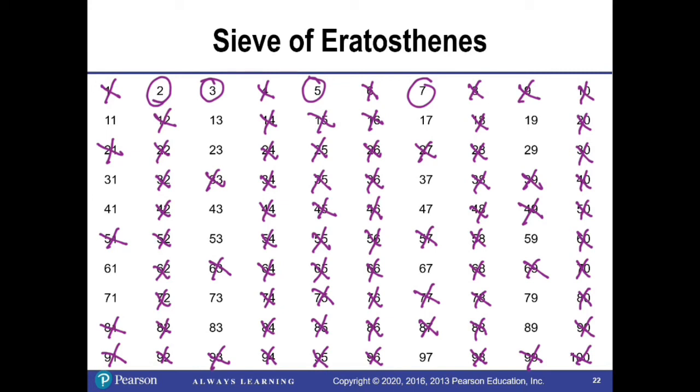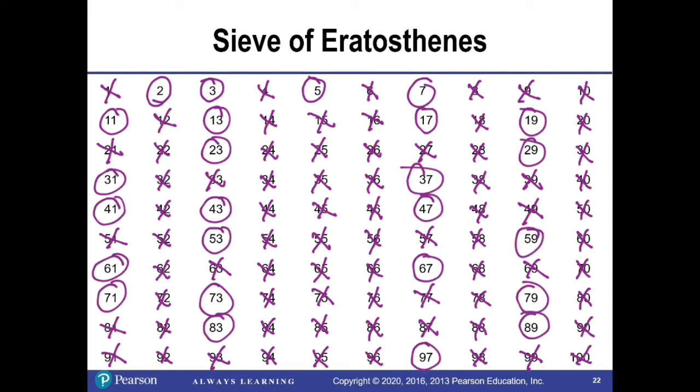The next number on my list is 11. Now remember, when I'm checking to see if a number is prime or composite, I only have to check the prime numbers whose squares are less than my number. Now my biggest number here is 100. 11 squared is bigger than 100. So what that tells me is every number that's not marked off is now prime. So go ahead and circle the rest of those prime numbers on your list.